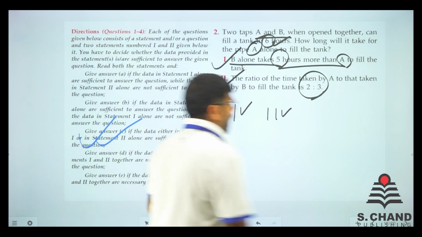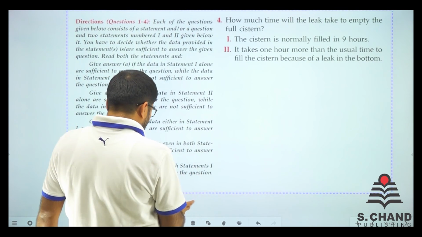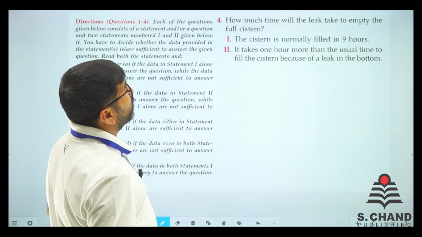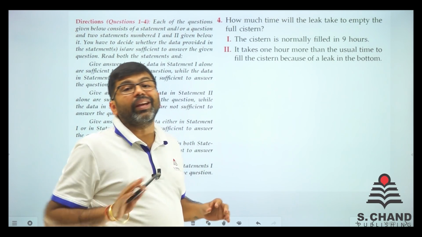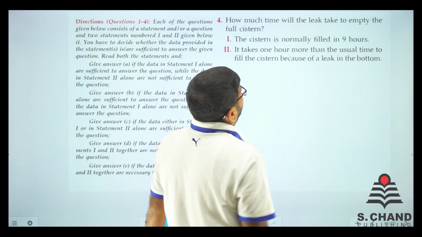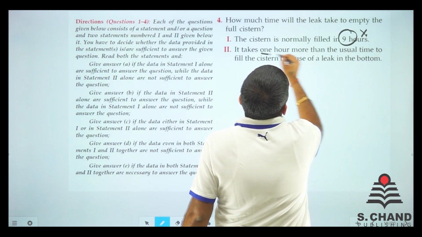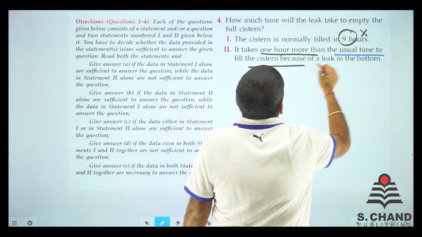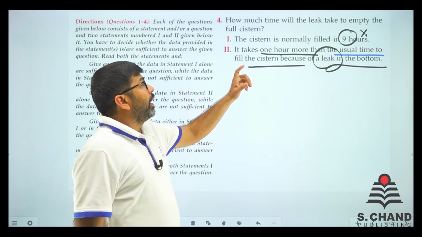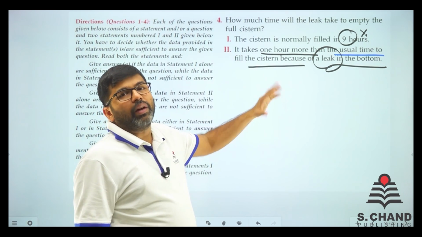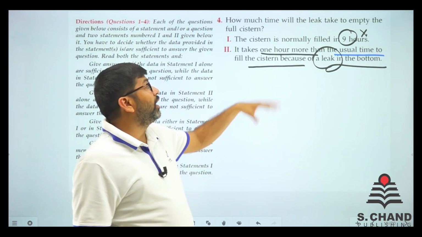So let's do one more question, and here we are. Question number 4 it is. How much time will it take the leak to empty the full cistern? Now we have a leak and it is a full cistern and it is leaking, draining. The cistern is normally filled in 9 hours. So the cistern is filled in 9 hours, but how much it leaks, we don't know. It takes 1 hour more than the usual time to fill the cistern because of the leak in the bottom. Now it is good. Because see, normally 9 hours it is full and in 10 hours it gets full because of that leak. Now we have been given the inlet as, say for example, 1 by 9, and it will be 1 by 10.